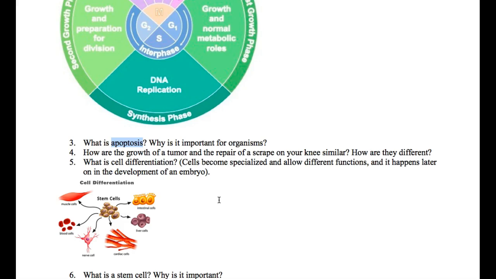Why is it important for organisms? So for example, when our fingers are growing during embryonic development, it starts with webbed fingers. So our fingers are like duck fingers. They're all webbed together. And apoptosis allows the formation of our actual fingers. The webs in between the fingers disappear.